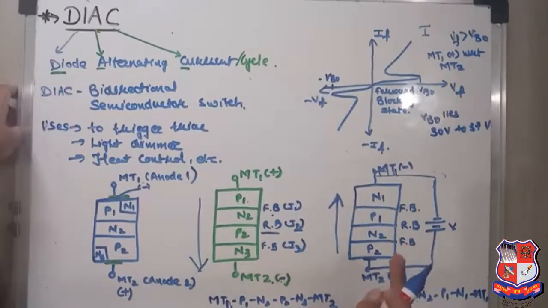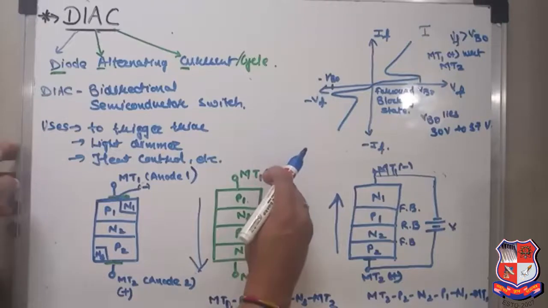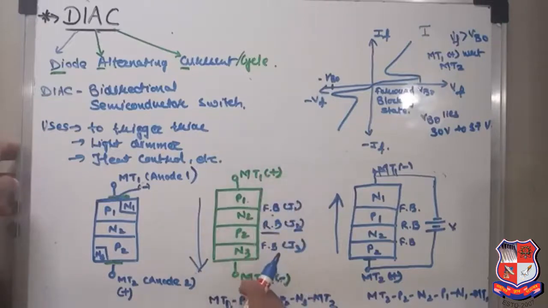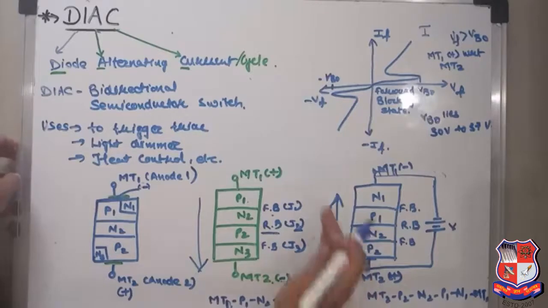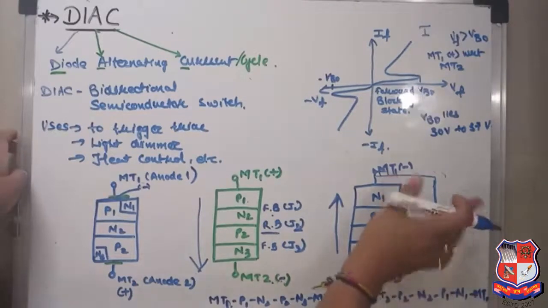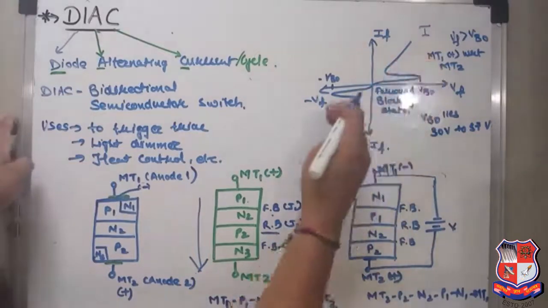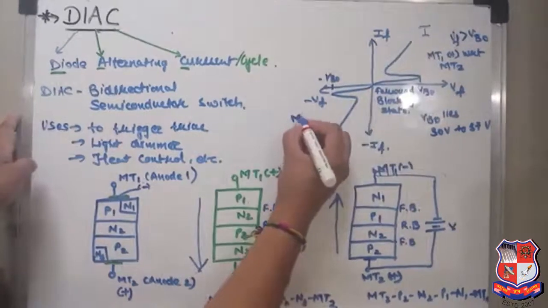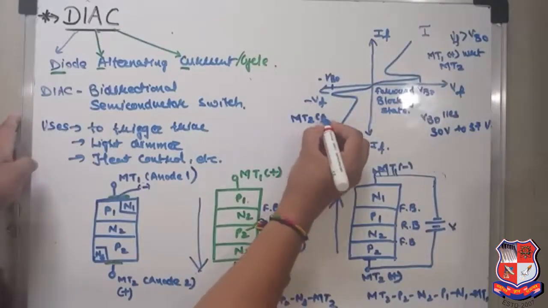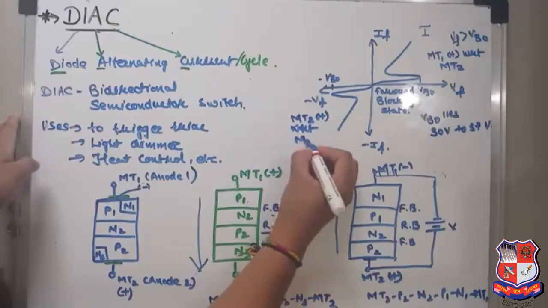It allows the flow of current in both directions: from MT1 to MT2 when MT1 is positive with respect to MT2, and in the same way it allows the flow of current in the reverse direction when MT2 is made positive with respect to MT1. So the characteristics lie in the first quadrant as well as in the third quadrant.